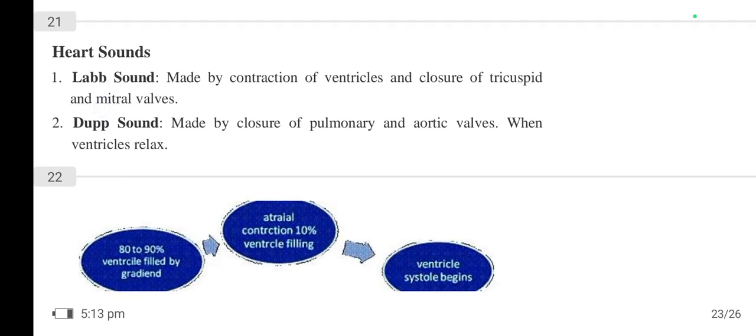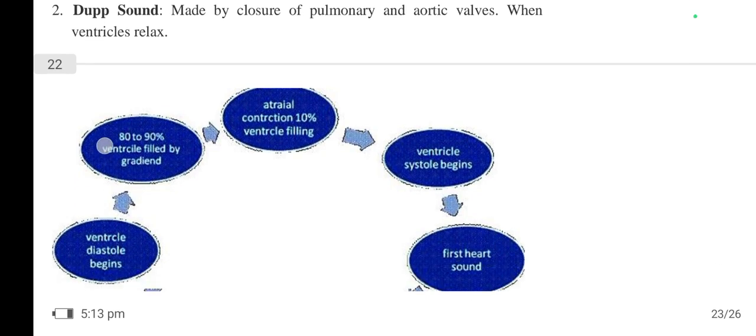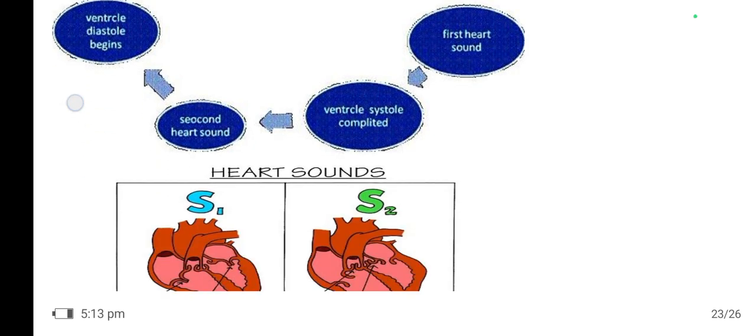Next, heart sounds. Lub and dub. Lub sound is made by the contraction of the ventricles and closure of tricuspid and mitral valves. Dub is made by closure of pulmonary and aortic valves when ventricles relax. So this is heart sounds.